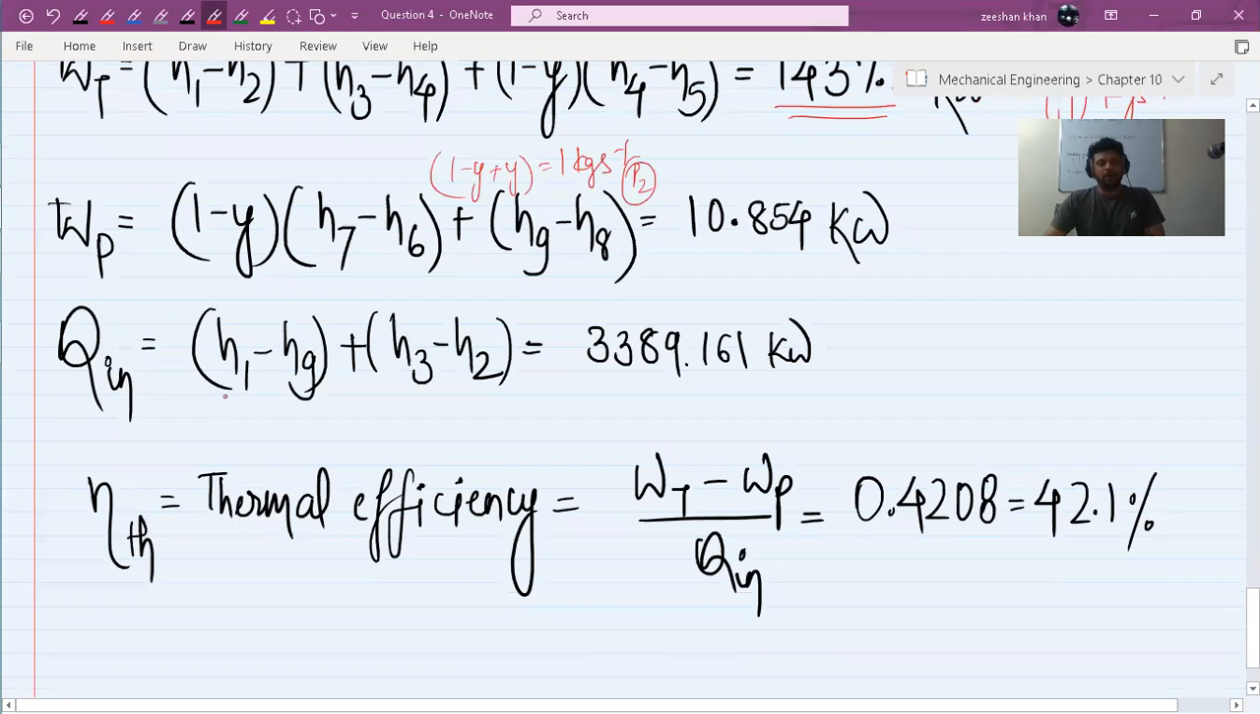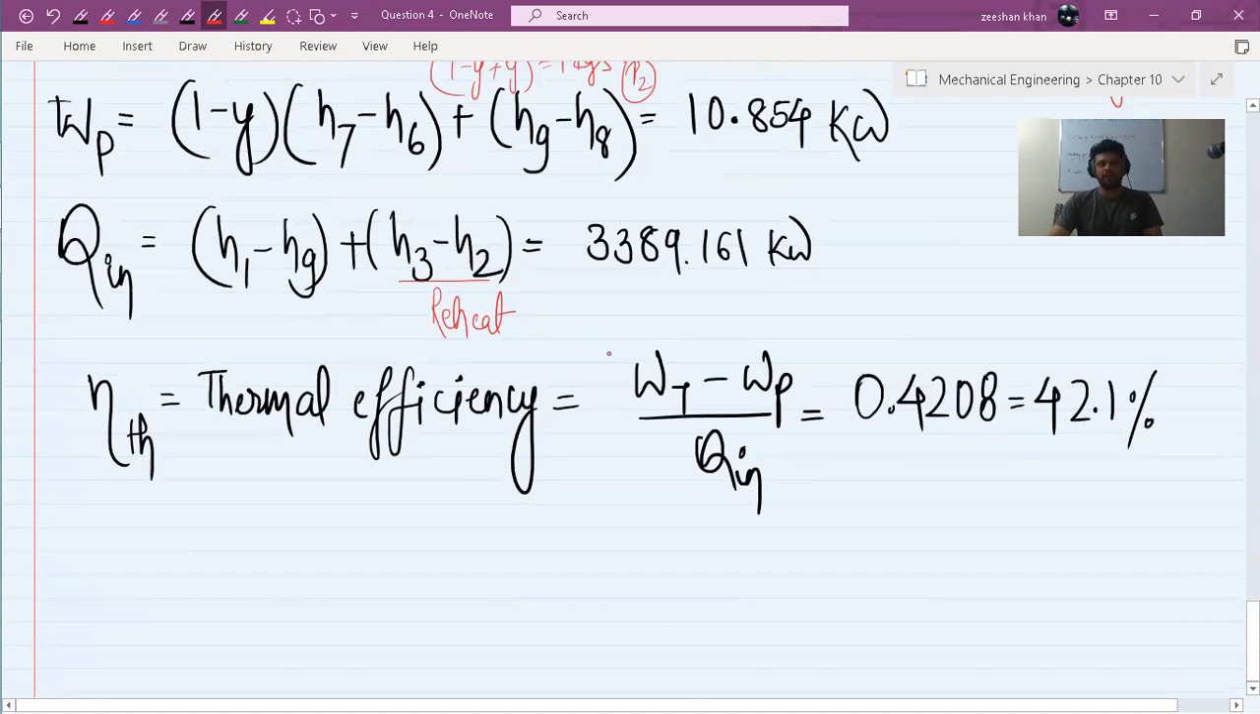Amount of heat added must be equal to H1 minus H9, because the boiler takes it from saturated liquid, not saturated, subcooled liquid in fact, from the ninth state to first state, and also this is the reheat part. So that comes out to be 3389.161. So the thermal efficiency, which obviously is equal to the net amount of work done divided by the amount of heat added, comes out to be 0.4208 or 42.1 percent.